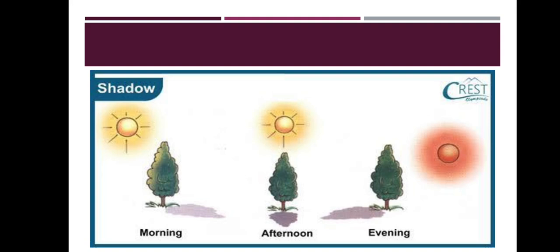Why? Because the sun is above you and the distance between you and the sun's rays is shorter, since it is appearing just over your head. That's why when the distance between the sun and the shadow is less, the size will also be less. And if the distance between the sun and the trees is higher, the shadow will also, no, it is opposite.